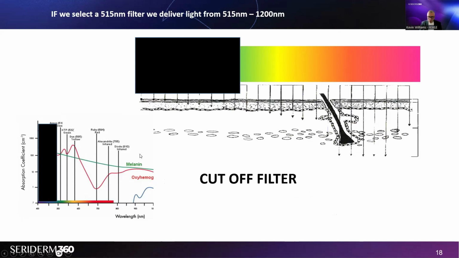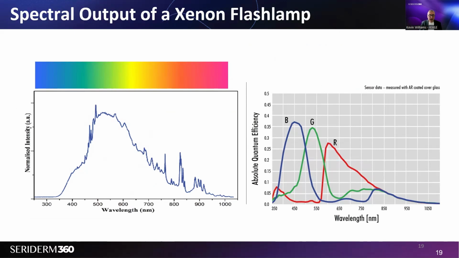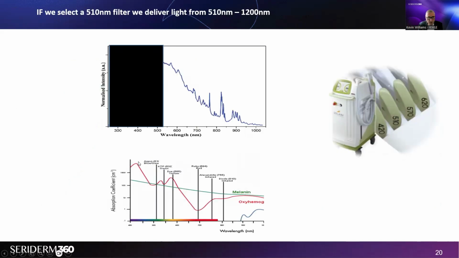Now it's not quite even, because if I look at the spectral output of a xenon flash lamp, most IPL manufacturers use xenon flash lamps, and that's got a certain gas in it, which gives you a certain profile of the output. So if you look at the spectral output of a xenon flash lamp, it actually looks something like this. So now, if I superimpose that on top of my 515 filter, what I can see here is that the bulk of the energy is delivered in this first 150 nanometers. So the bulk of the energy is delivered from about 515 to 665.